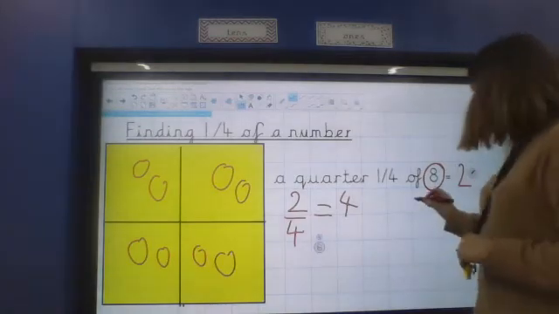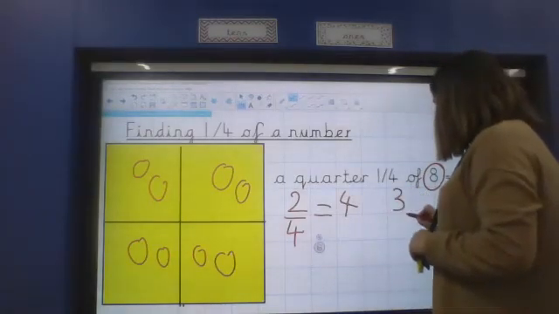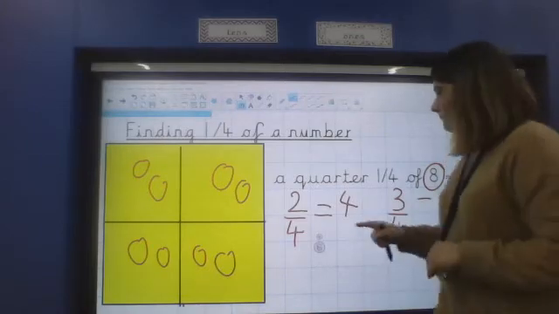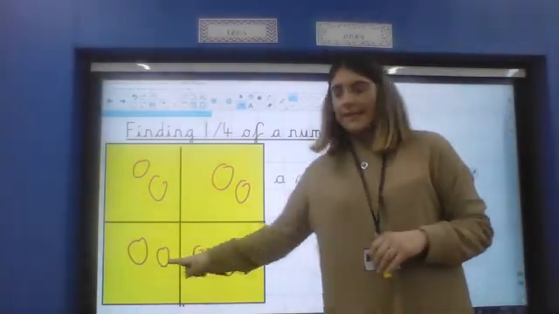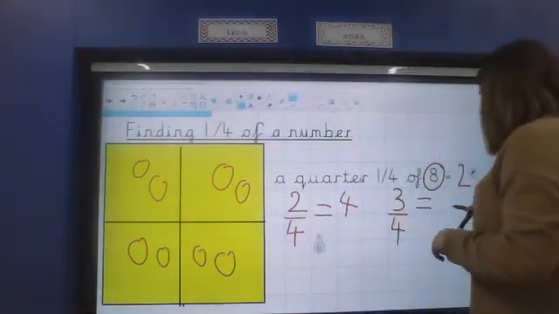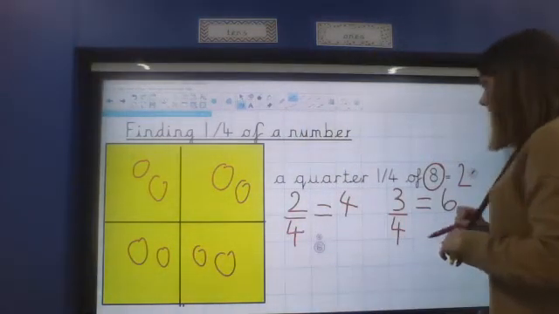What about 3 quarters then? So this time count how many are in 3 parts. 2, 4, 6. 1, 2, 3, 4, 5, 6. So 3 quarters of 8 is 6.